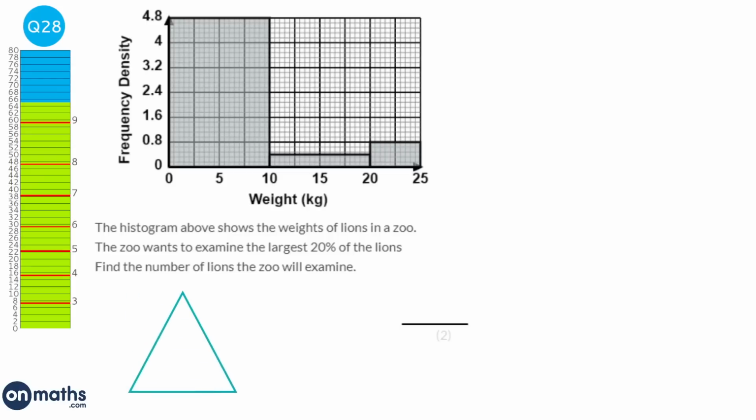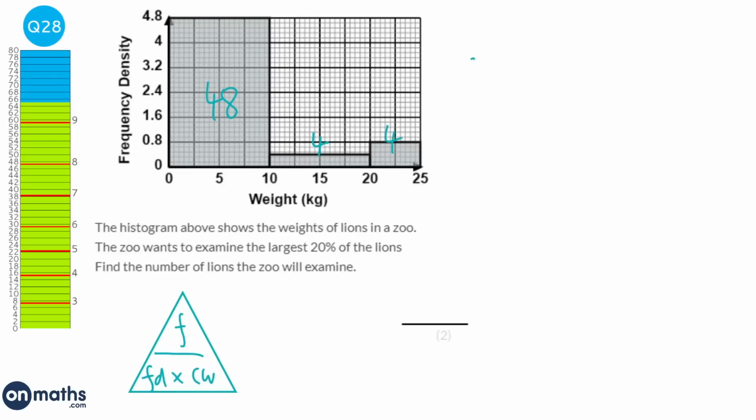And we know that the frequency density is proportional to the frequency over the class width. So we're just going to go through each of these bars and work out what the frequency is. All we need to do is times the frequency density by the class width. So 4.8 times 10 is 48. The second one is 0.4 times 10, which would be 4. And then the last one will be 0.8 times 5, which will also be 4.